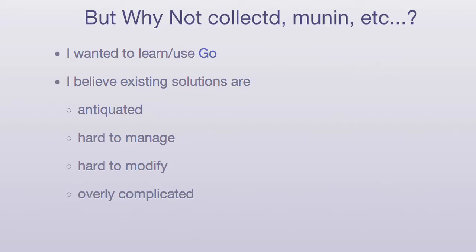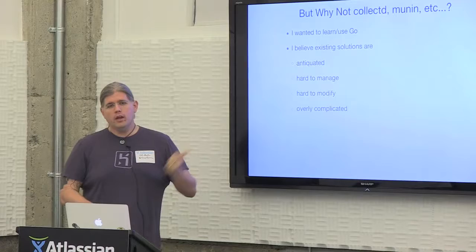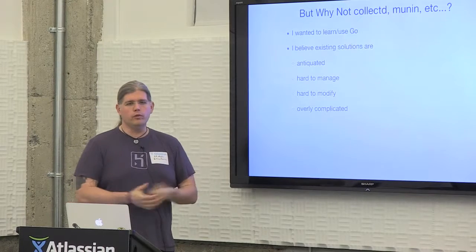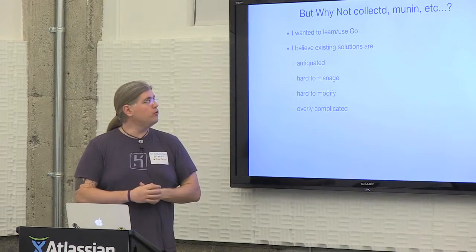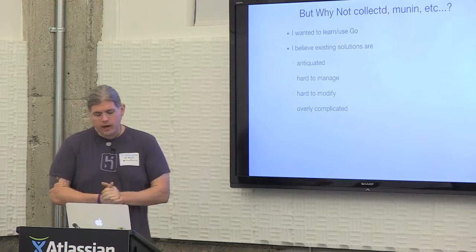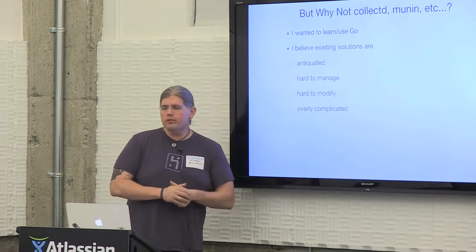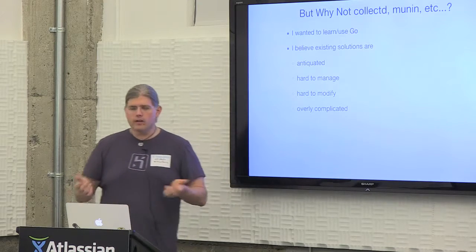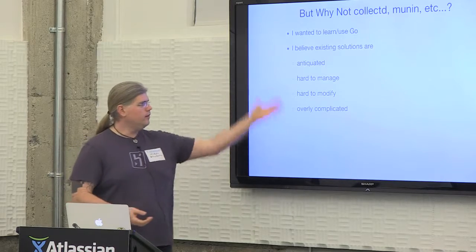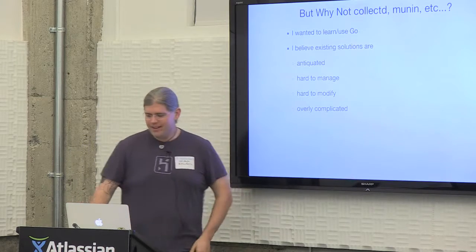So I kind of alluded to some of this earlier, but why not collectd or Munin or anything like that? Initially, I really just wanted to learn Go. So SHH, or sh, is written in Go. Go is one of Google's newish languages. And I also don't like most of the existing systems out there. They're antiquated or hard to manage, and you can read, so I won't read.